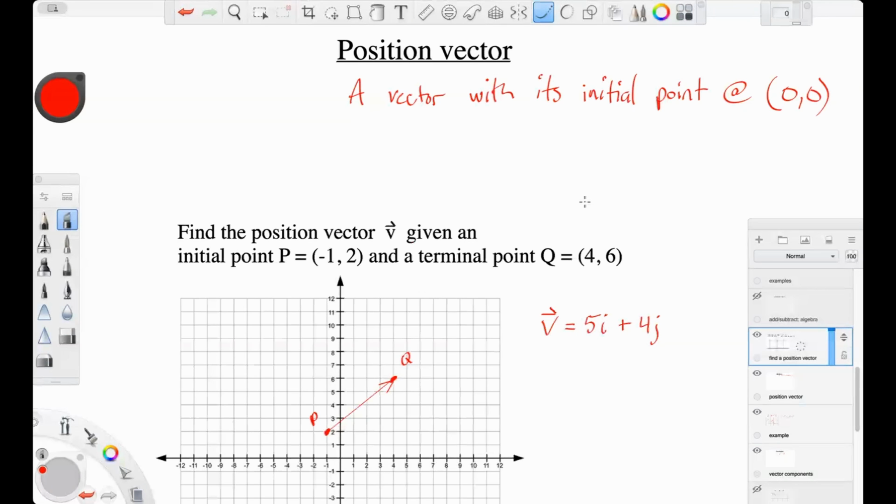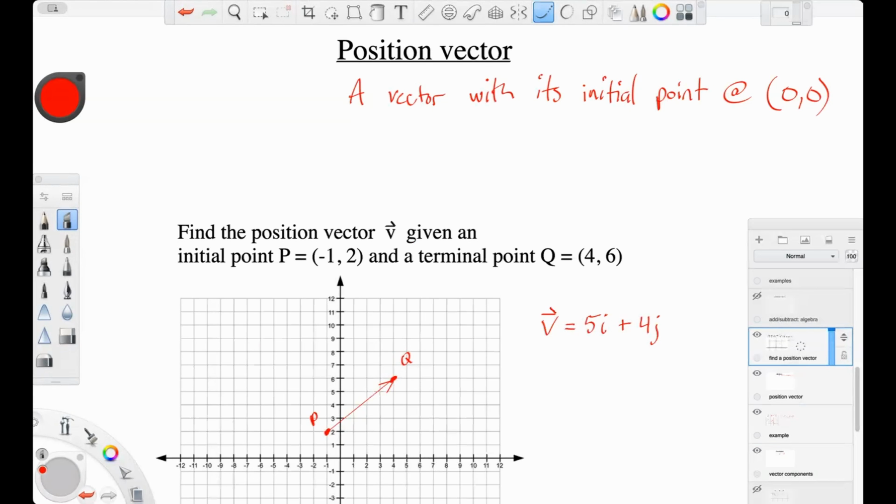We could also just look at the differences, right? So the difference in the x values of these coordinate points: 4 minus -1 is 5, and the difference in the y values: 6 minus 2 is 4. And that's how we can find our position vector.